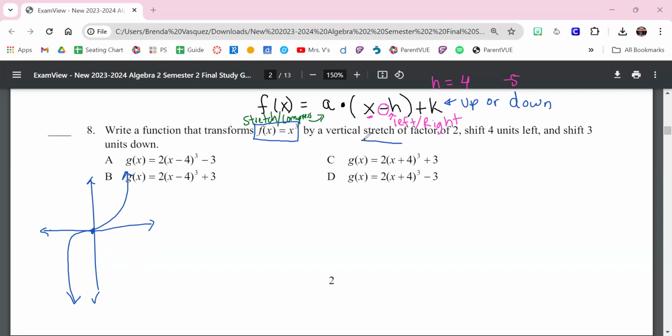We're going to stretch it vertically with a factor of 2. We're going to shift it 4 units to the left. And we're going to shift it 3 units down. So let's go ahead and see.